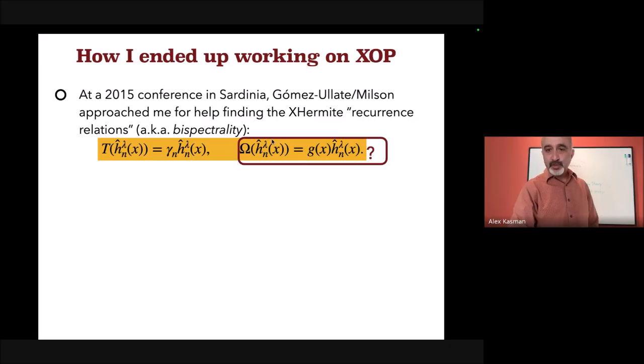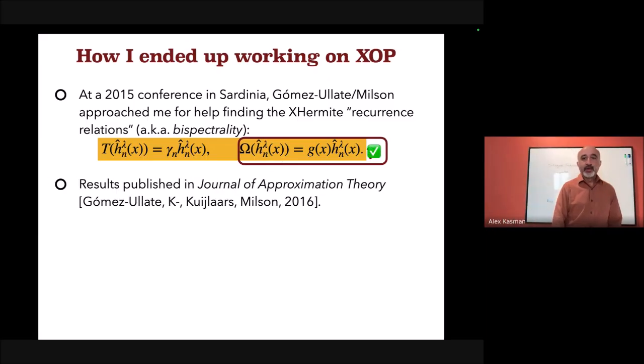I think everybody presumed there was some kind of recurrence relation that could be written this way, but they didn't have a formula for it or even a proof that it existed. And so they asked me to use my knowledge of bispectrality to figure this part out. And that worked really well. We ended up with a paper in the Journal of Approximation Theory in 2016 on this.